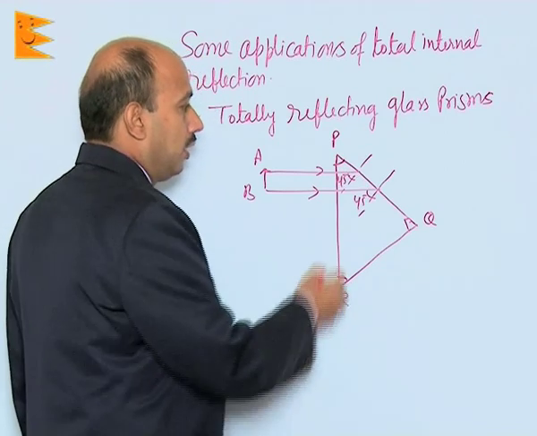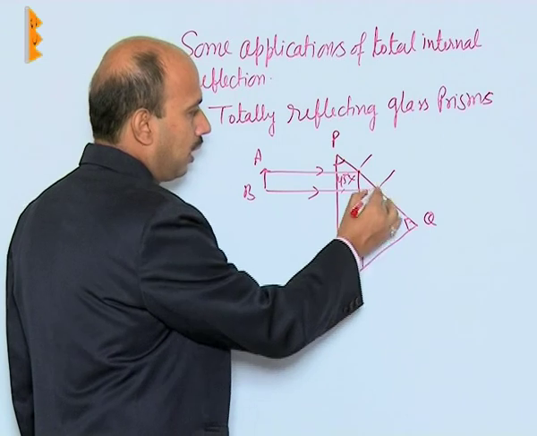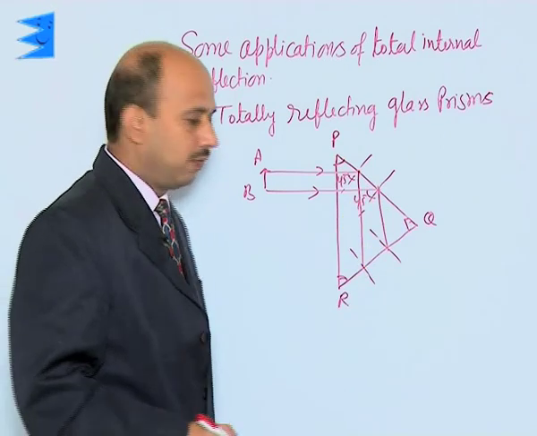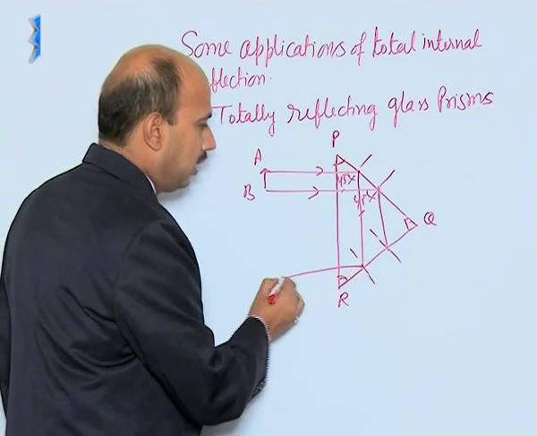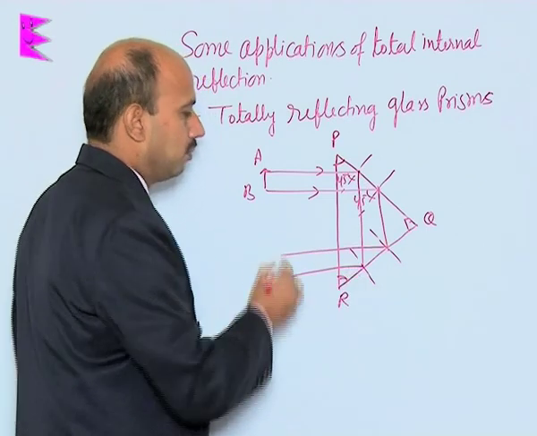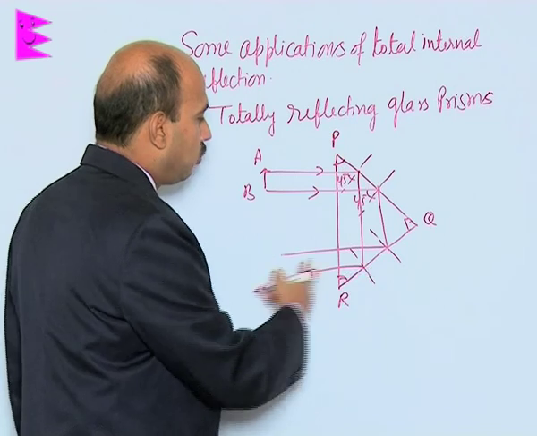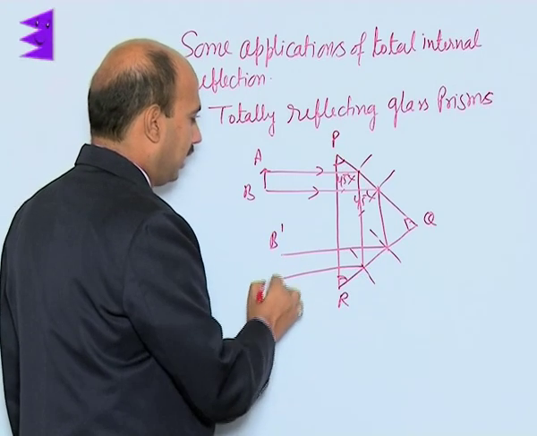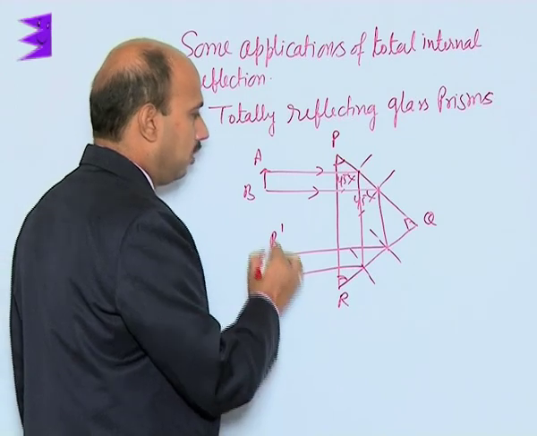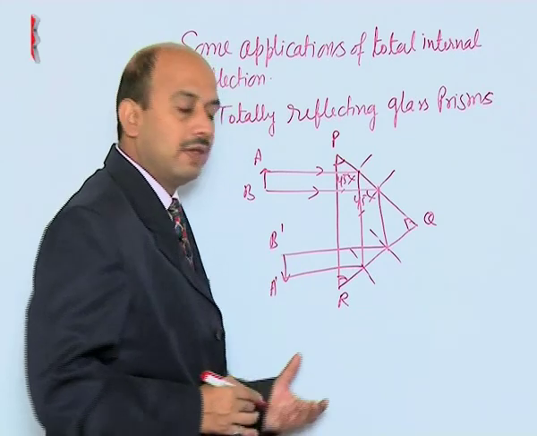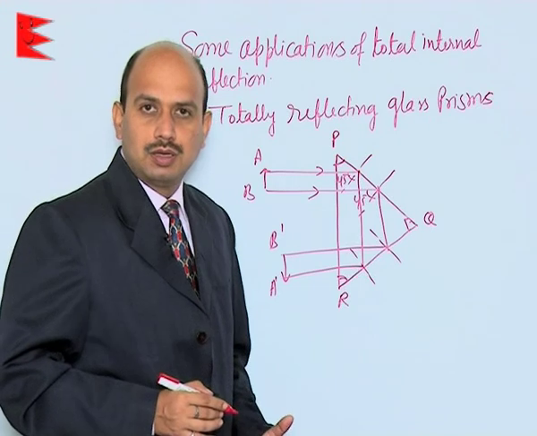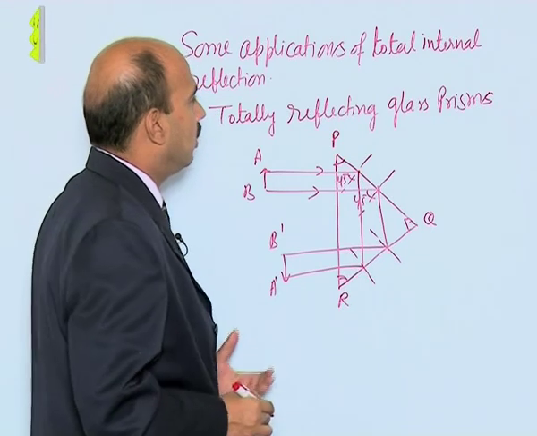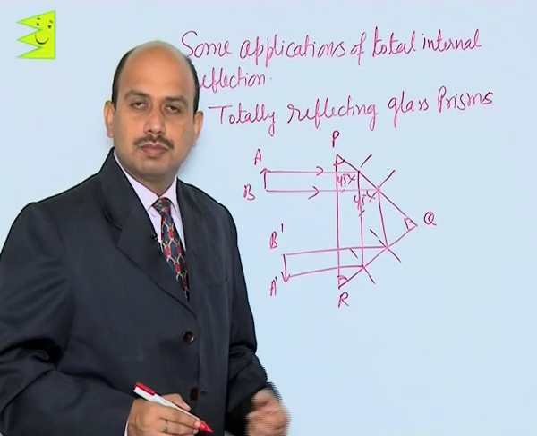Now, it is reflected from here and comes here; again there is the same situation, angle of incidence 45 degrees. So, total internal reflection takes place here and here. So, the image is obtained here. Now B is coming here, so B dash and A dash, the image is obtained here. In this case the deviation is 180 degrees. So, now we have got the deviation of 90 degrees and 180 degrees by using the totally reflecting glass prism.